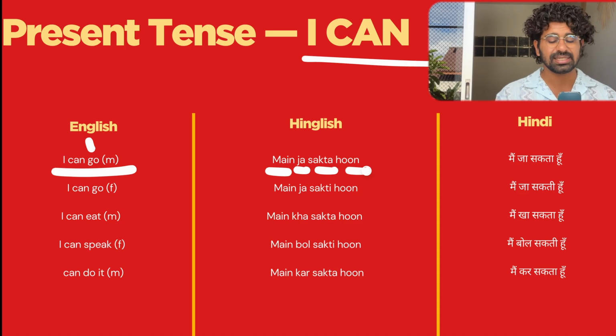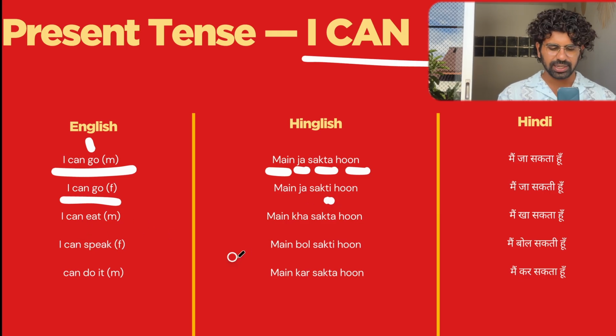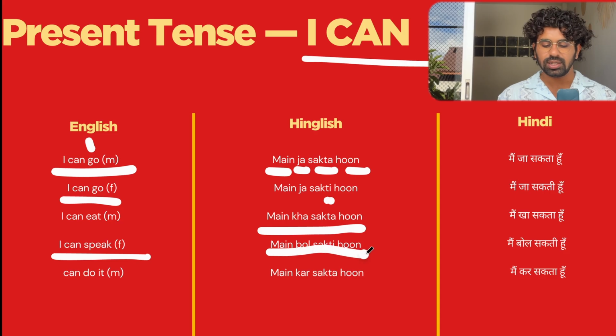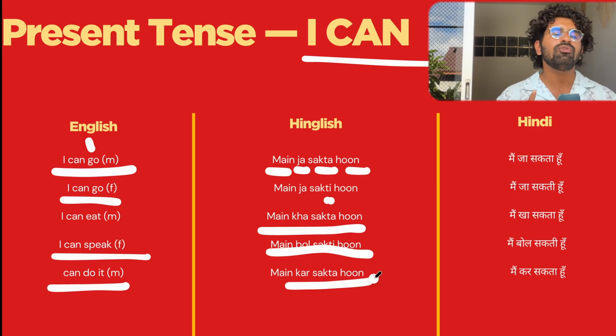But when you have present tense, this is what we'll be using as the helping verb in the end. So मैं जा सकता हूँ. Now the only thing that changes for feminine is that it becomes मैं जा सकती हूँ. That's the only thing that's changing. मैं जा सकती हूँ. I can eat: मैं खा सकता हूँ. Why? Because खा comes from खाना. You remove the na, you have खा, to eat. I can speak is मैं बोल सकती हूँ. I can do it is मैं कर सकता हूँ. Right? That would be present tense.